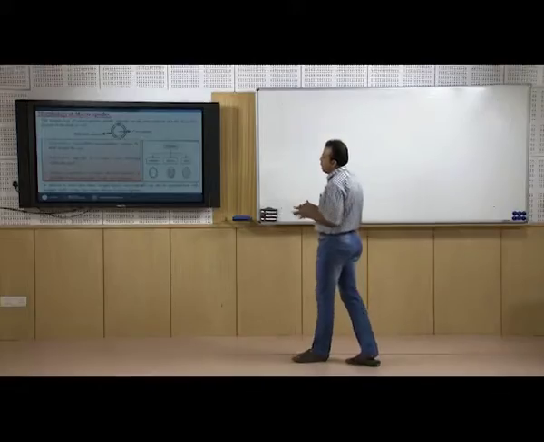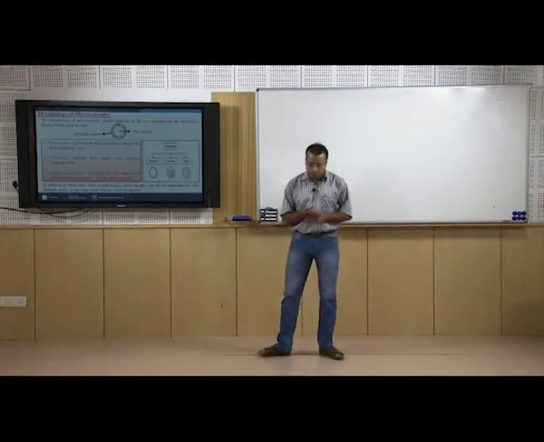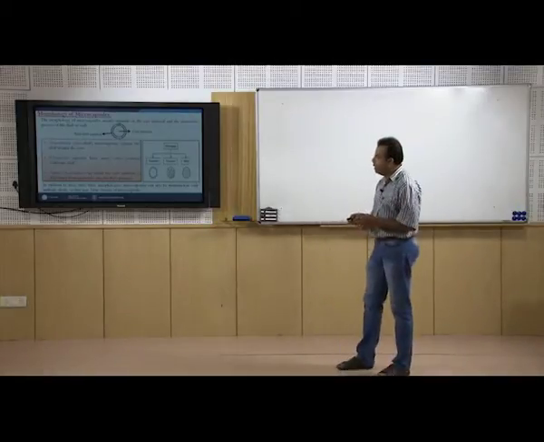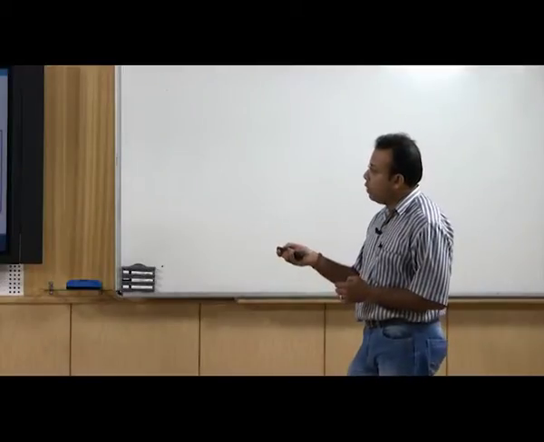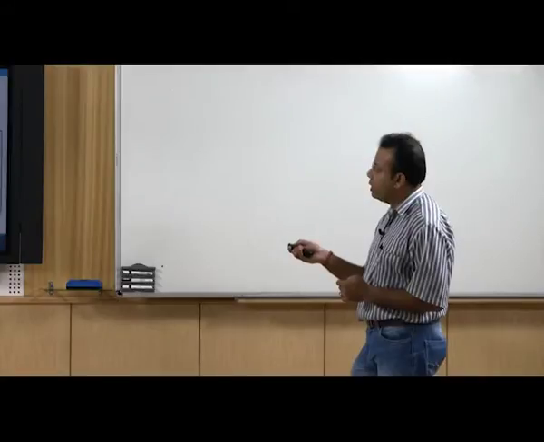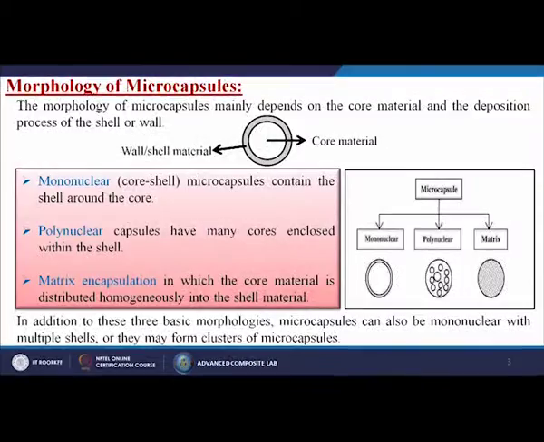Now, when we are talking about microencapsulation, first we have to know what the science behind it is. So, how are we making these systems, how are we making the materials. The morphology of microcapsules mainly depends on the core material and the deposition process of the shell or wall. So, here you can see from this particular figure that inside, generally we call it a substrate or maybe it is our material, which is known as the core material. On top of that we are adding a layer, which is known as the wall or the shell material. So, here the wall or shell material is the coating material and the core material is that on which we are doing the coating.